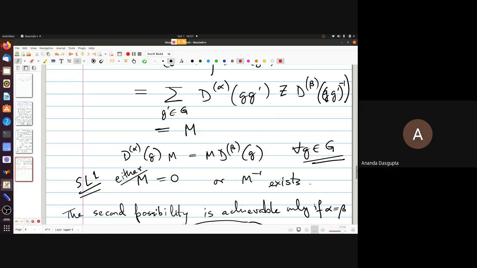Otherwise, what would have happened? If M inverse existed and alpha and beta were not the same, then D alpha and D beta would end up being equivalent representations which are not identical, which is not allowed by our premise. Okay? So if that is ruled out, then the only other possibility is M has to be 0, which is why you are saying delta alpha beta.